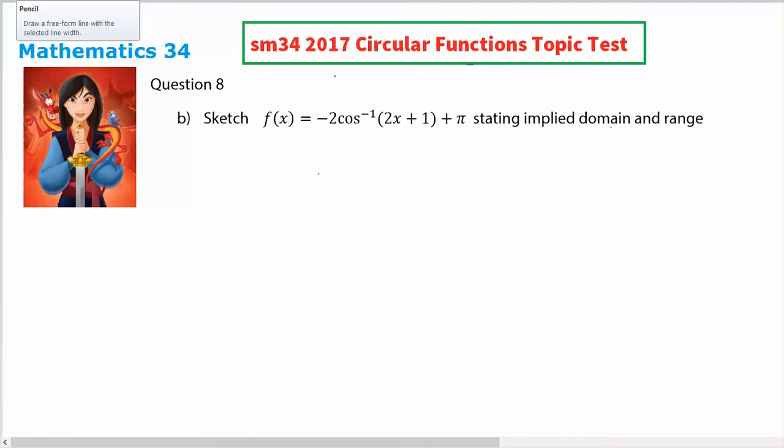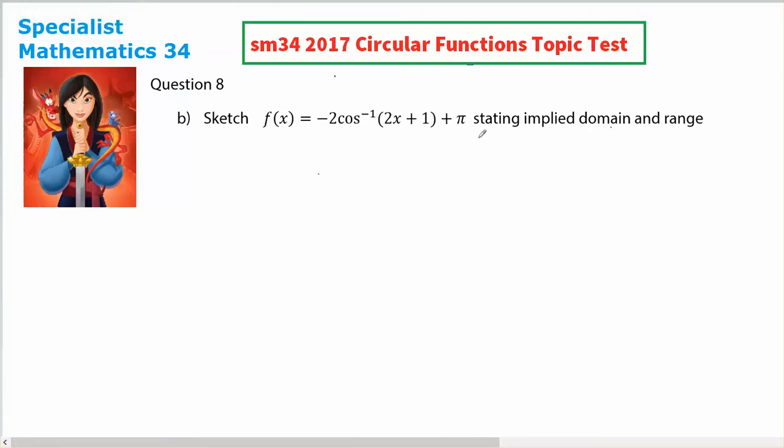This is for your tall specialist. It comes out of the 2017 Circular Functions topic test, and it's question 8b. Sketch this inverse cosine after these transformations. State the implied domain and range.